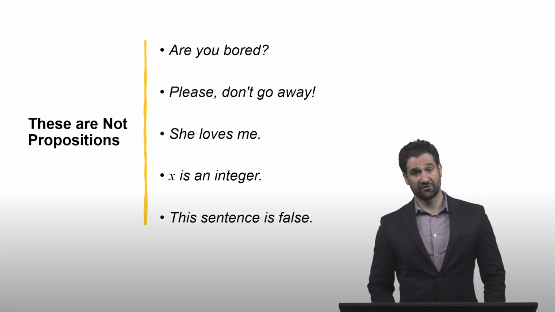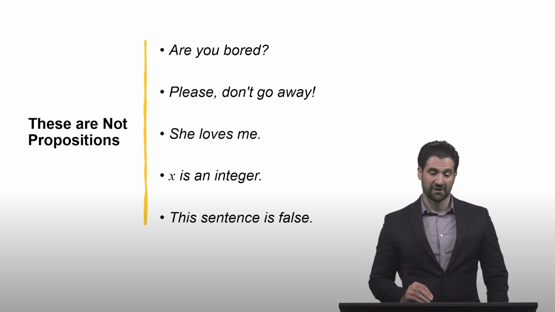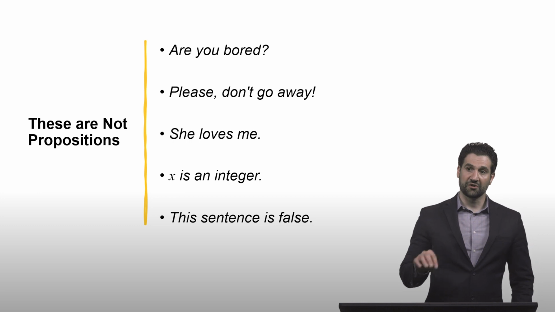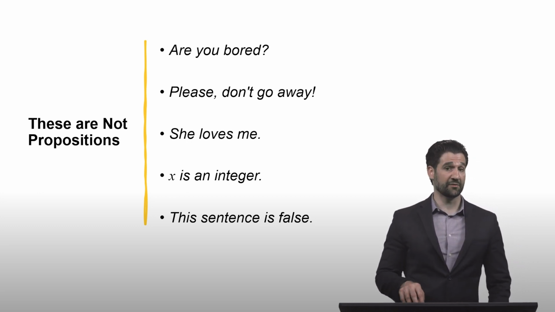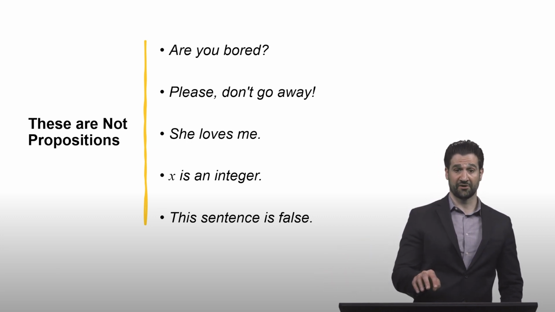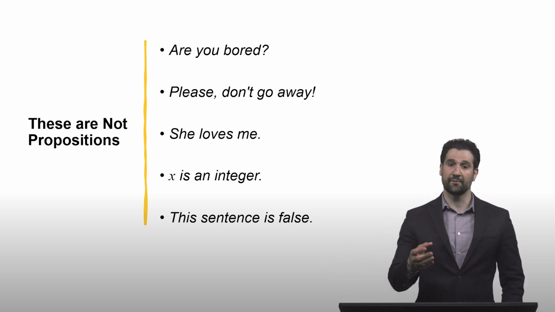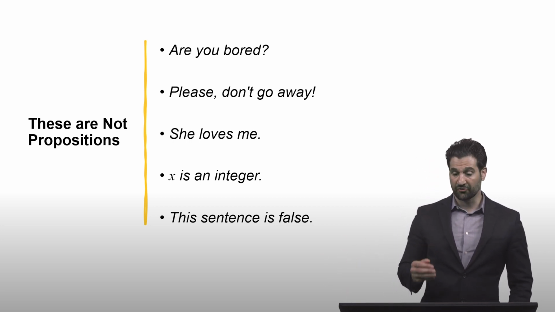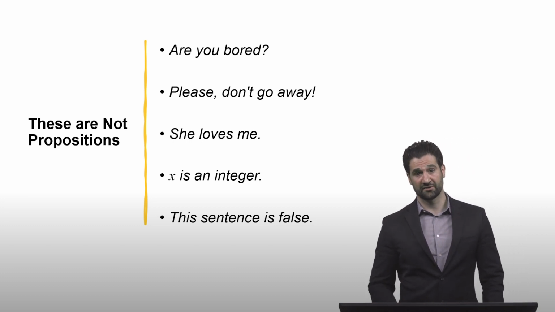This sentence is false. Now this is an example of a contradiction. The sentence itself, if it was true, it would mean that the statement that the sentence is false is true, which means that the statement is false. So it can't be both true and false at the same time, which is what's called a contradiction. For that reason, this final item on the list is also not considered a proposition.